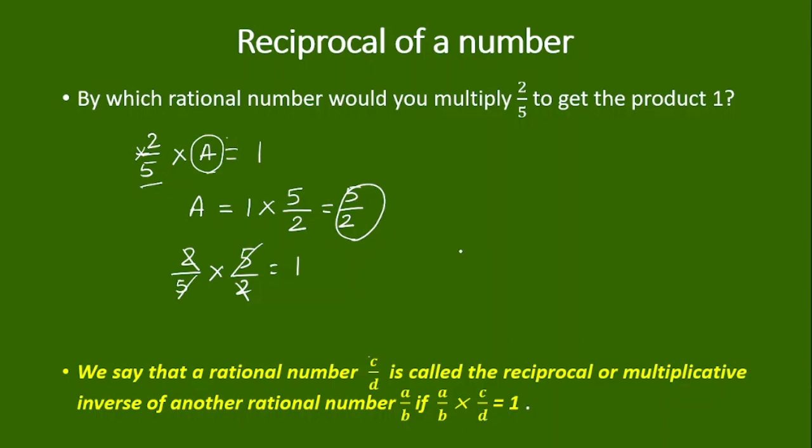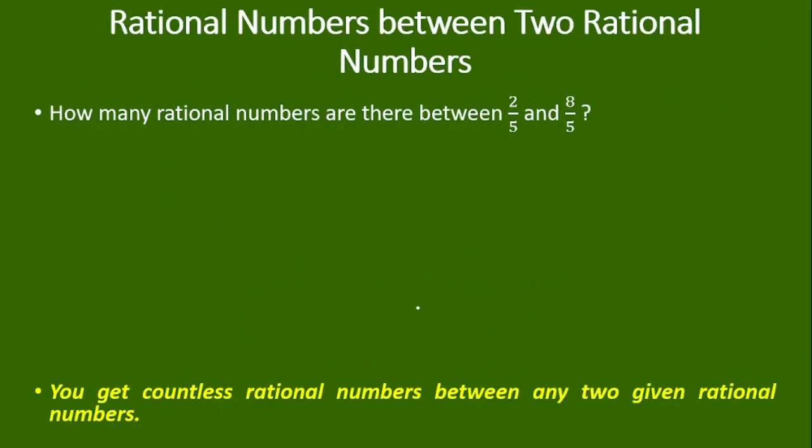So multiplying two numbers a upon b with c upon d, that product should be equal to 1. Then I can say that a upon b is the reciprocal of c upon d and c upon d is the reciprocal of a upon b. I think that is clear now. Now let's move on to the rational numbers between two rational numbers.